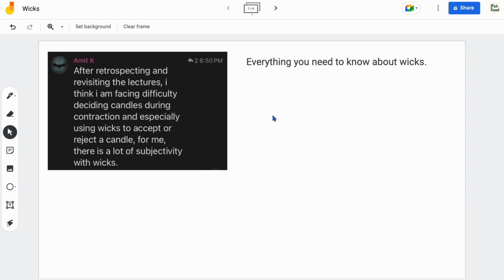What kind of wicks are good? What kind of wicks are something to be taken a caution of? So let's get started. So this was the exact query: after retrospecting and revisiting the lectures, I think I'm facing difficulty deciding candles during contraction, especially using wicks to accept or reject a candle. For me, there is a lot of subjectivity with the wicks.